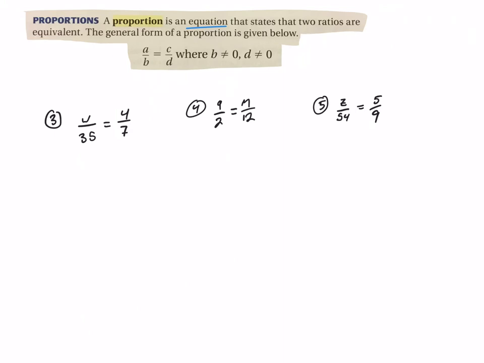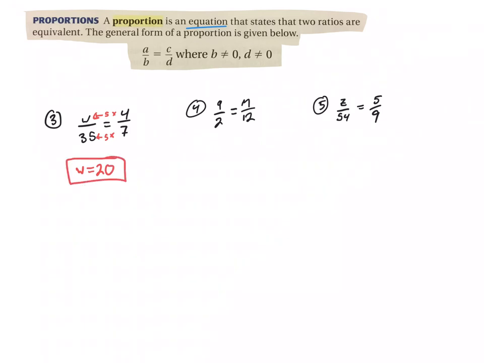So what we want to do for this one here, we need to think about, since these ratios are equivalent, I need to think 7 times what gives me 35. Well, I know if I multiply by 5, it'd give me that, which means if I multiply this top one by 5, it should give me what that one is. So that means W is equal to 20.